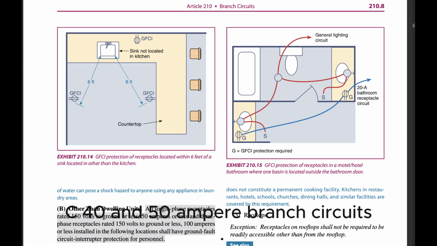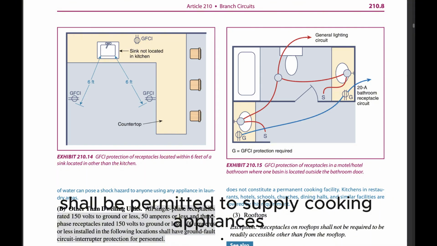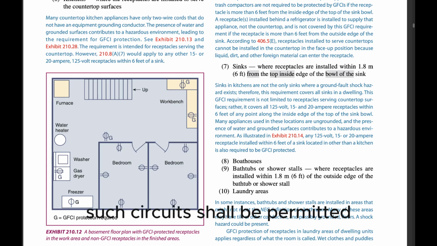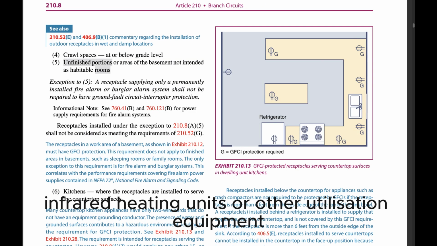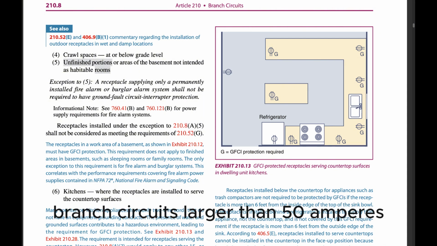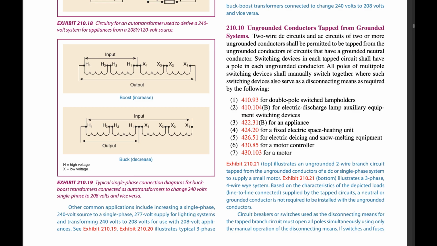C. 40 and 50 ampere branch circuits. A 40 or 50 ampere branch circuit shall be permitted to supply cooking appliances that are fastened in place in any occupancy other than dwelling units. Such circuits shall be permitted to supply fixed lighting units with heavy-duty lampholders, infrared heating units, or other utilization equipment. D. Branch circuits larger than 50 amperes. Branch circuits larger than 50 amperes shall supply only non-lighting outlet loads.